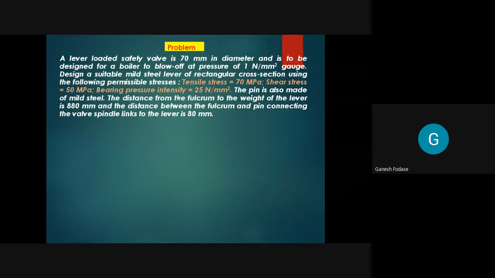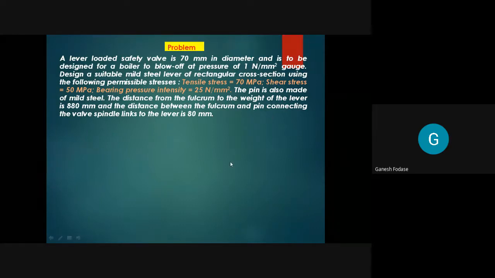Or 80? 880, okay. It is FB. Then 880 mm is what? Distance between fulcrum and pin connecting valve. So what notation is it? FA. Okay. And then FB was 880, FA is 80 mm. So this is your problem statement, and we need to design a safety valve for this.